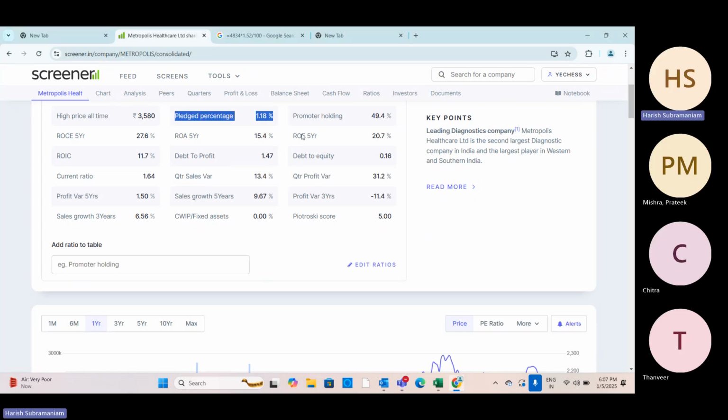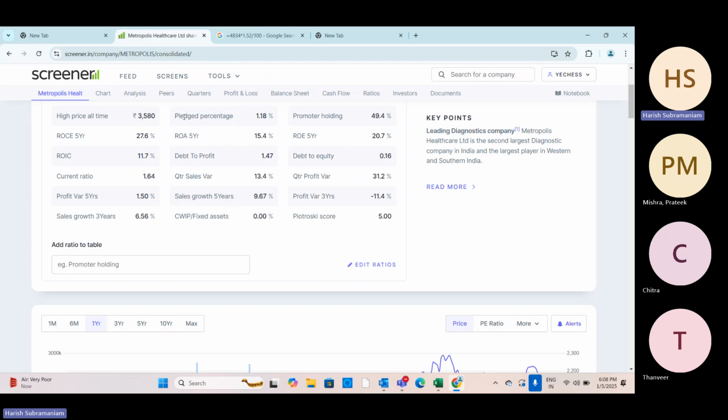Then pledged percentage. Pledged percentage basically means that a promoter has taken a bank loan. Usually when we take any loan, the bank may ask us for some collateral, in case you're not able to pay the loan. How does the bank recover its money or its assets?